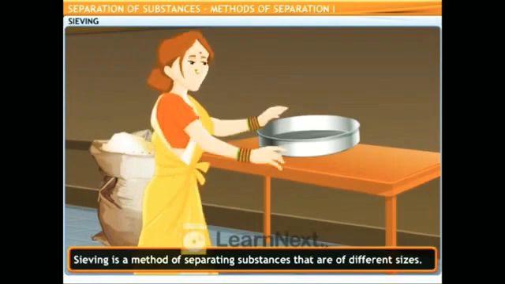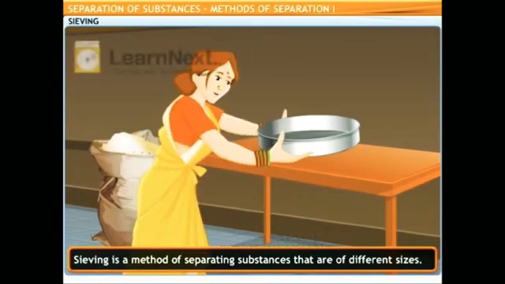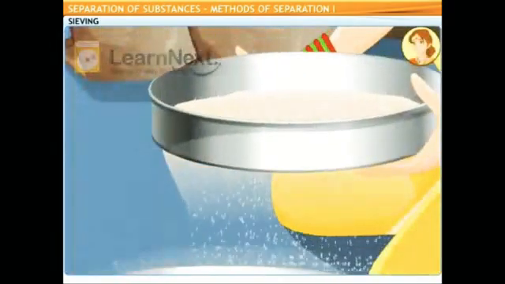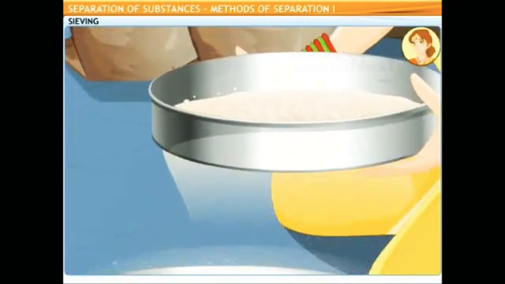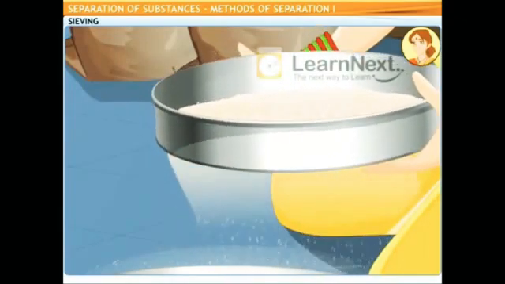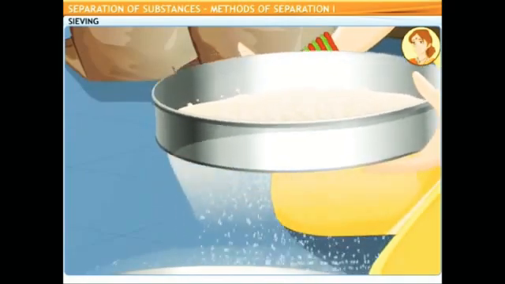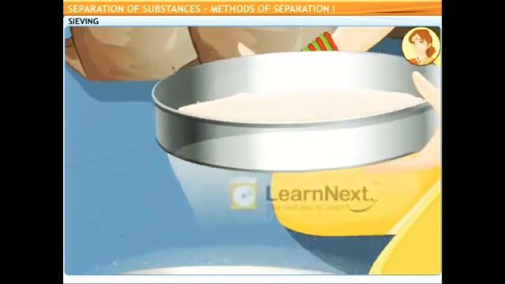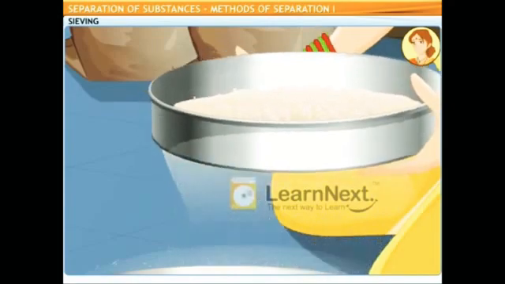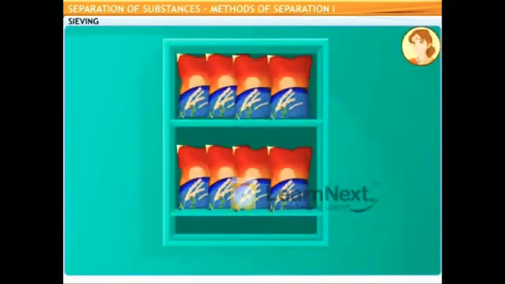Sieving is a method of separating substances that are of different sizes. For example, this wheat flour has some fine powdered wheat as well as some bigger impurities. When I put this through a sieve, the fine powder falls through the small holes in the sieve, while the thicker impurities remain as they are too big for these holes. And hence, the substances are separated. Once the wheat has been sieved, it is packaged and is ready to be sold in the market.